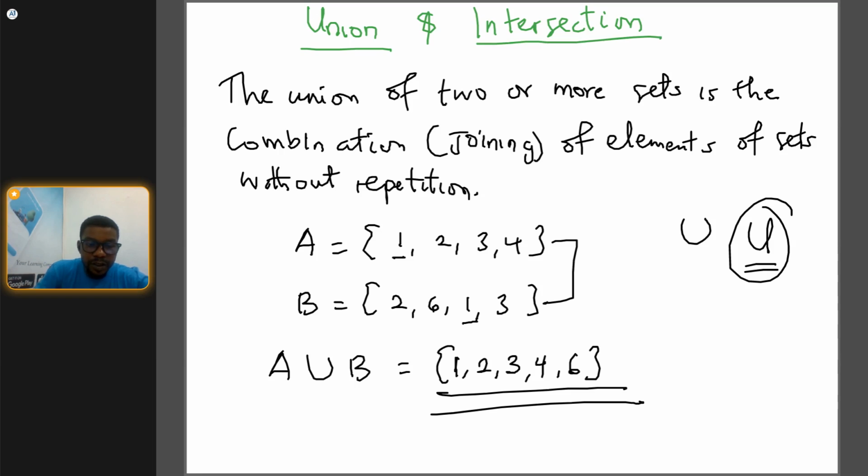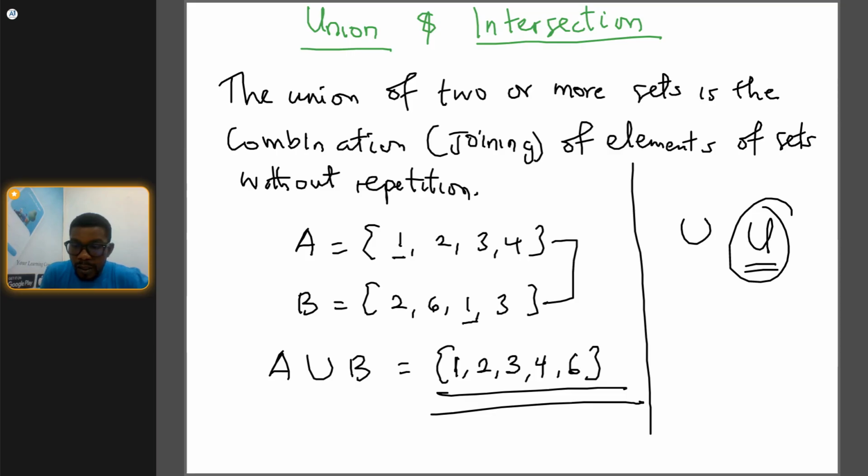So what is intersection? Intersection is the common element between two given sets. I'll write it here. The common elements: two sets are said to have an intersection as a result of a set that contains only the common elements.